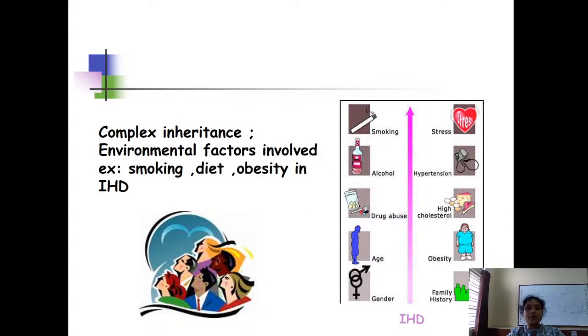Complex inheritance. Environmental factors are involved, for example smoking, diet, obesity, and ischemic heart disease. The risk of IHD increases with smoking, alcohol, drug abuse, age, gender, family history, obesity, high cholesterol intake, hypertension, and stress.